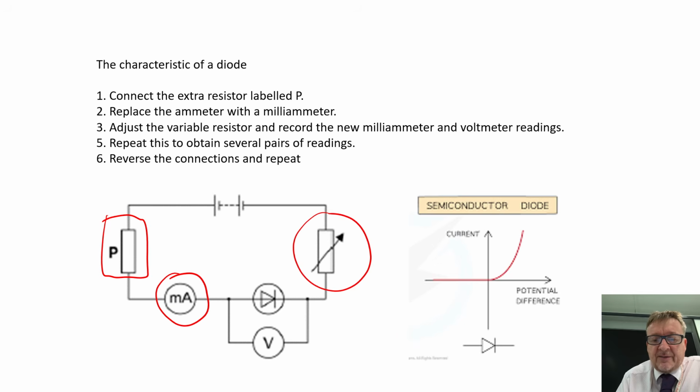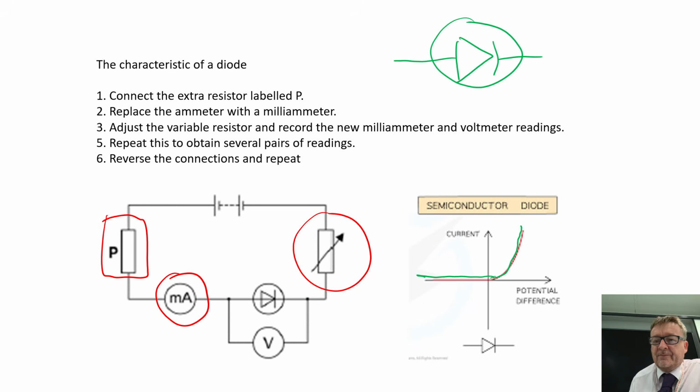You adjust the variable resistor, and what you end up getting is one line going that way, and then you get a line that goes that way. Now don't forget, the diode symbol is a triangle with a line, like that, with a circle around the outside of it. Okay, that's the symbol for a diode.